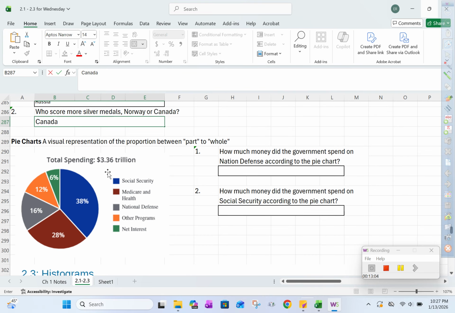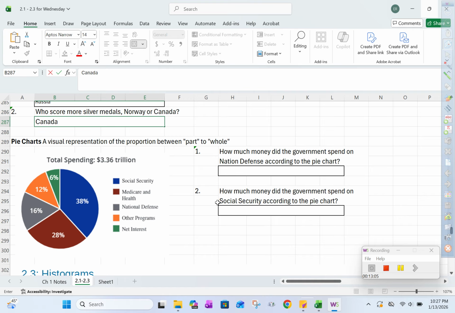Okay. Pie charts we talked about were for categorical data, but specifically when we're talking about a proportional part to whole. So we've got total spending here. And this one we want to know how much money did the government spend on national defense according to the pie chart, and then how much money did the government spend on Social Security according to the pie chart. So this one we're going to have to do a little bit more work on.